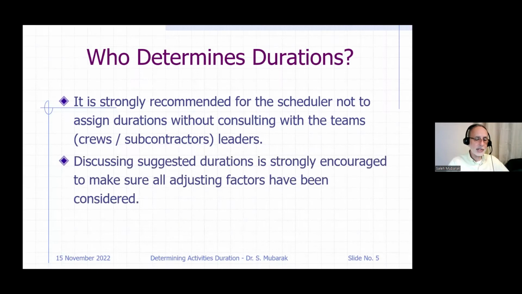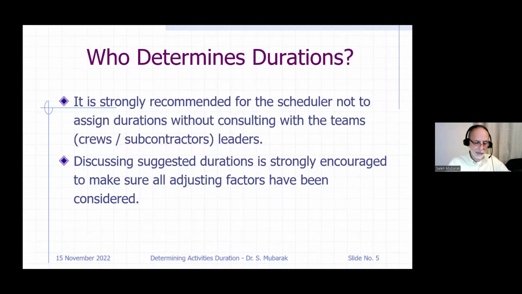However, discussion about this suggested duration should go on. And this is what I did in many situations when I prepared the schedule. I worked on schedules for buildings as well as stormwater projects, public works projects, roads, bridges, and so on. We sat down with the contractor's project manager and we try to make sure that the durations are realistic and they agree on. You cannot force them.